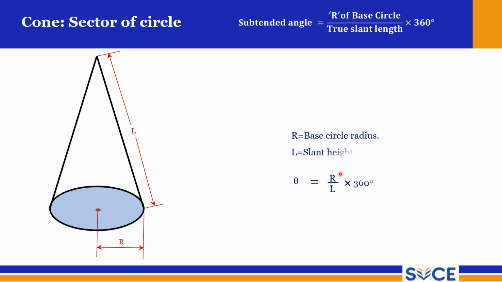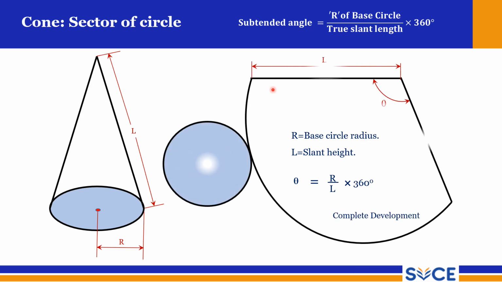That gives you the subtended angle, and measure it, and with that angle draw the arc, and you can complete the development. So L is nothing but slant length. So radius is L, and this is your base. Base is obviously a circle. So using this theta, R by L into 360, that theta should be measured between these two radial lines. So this is the procedure for cone development.